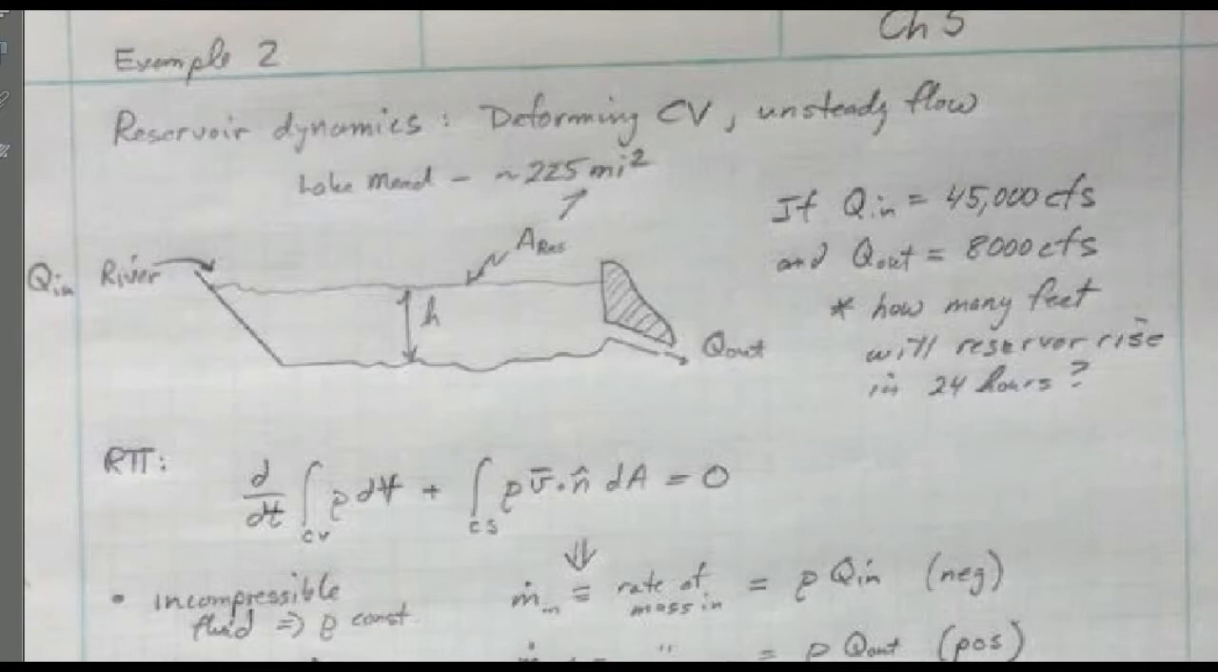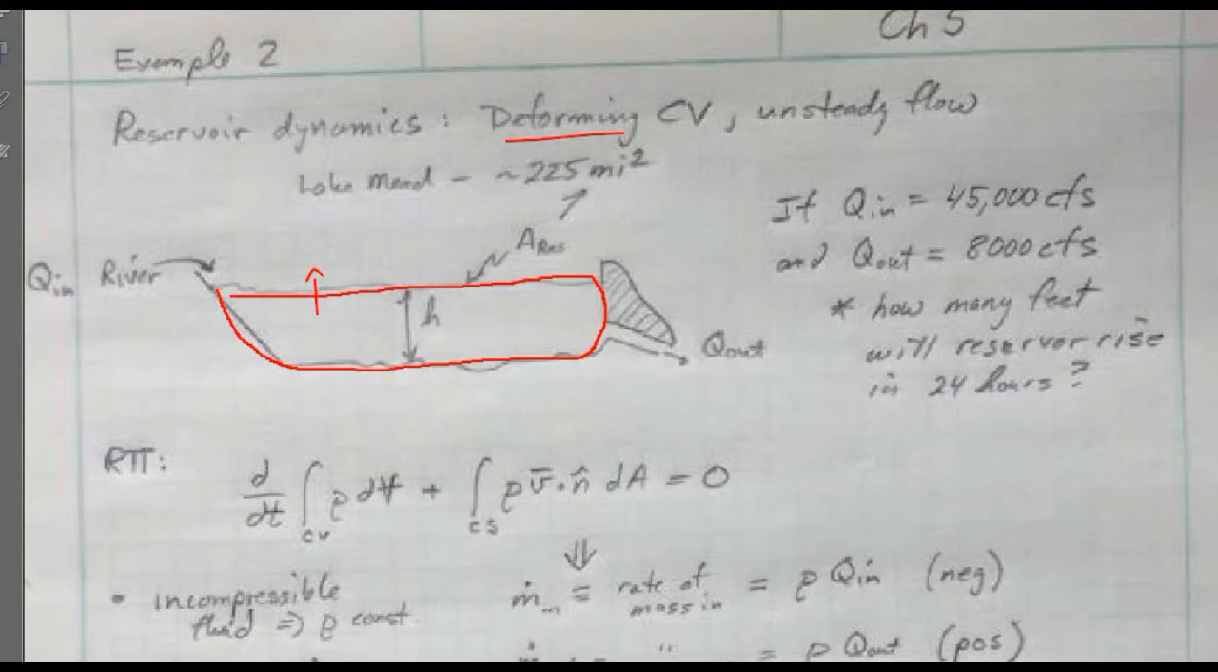Let's look at one final continuity problem using the Reynolds transport equation. This is a reservoir, and we're calling this a deforming control volume, which means the control volume is changing size during the course of the problem. So the control volume in this case is the volume of water in the reservoir. The reservoir is filling up, so that volume is actually changing as this surface rises.